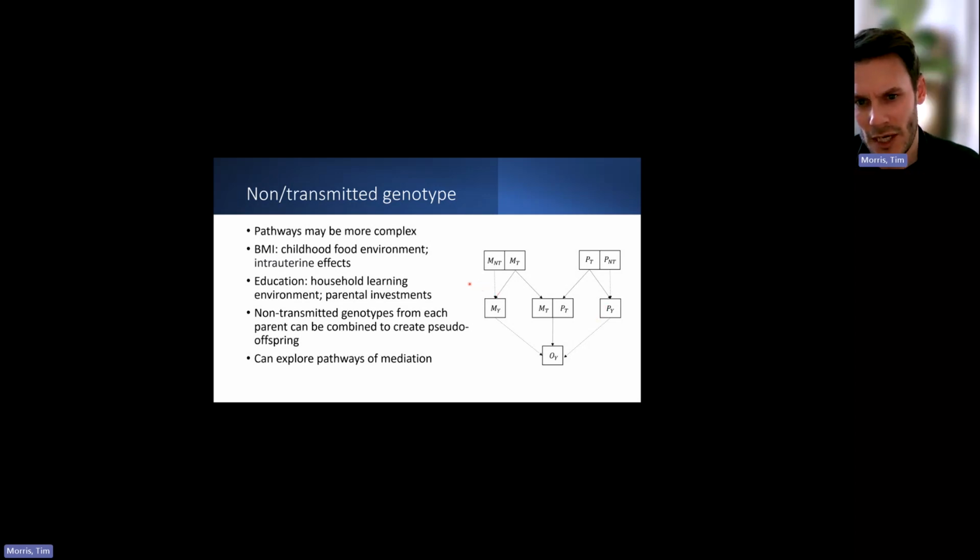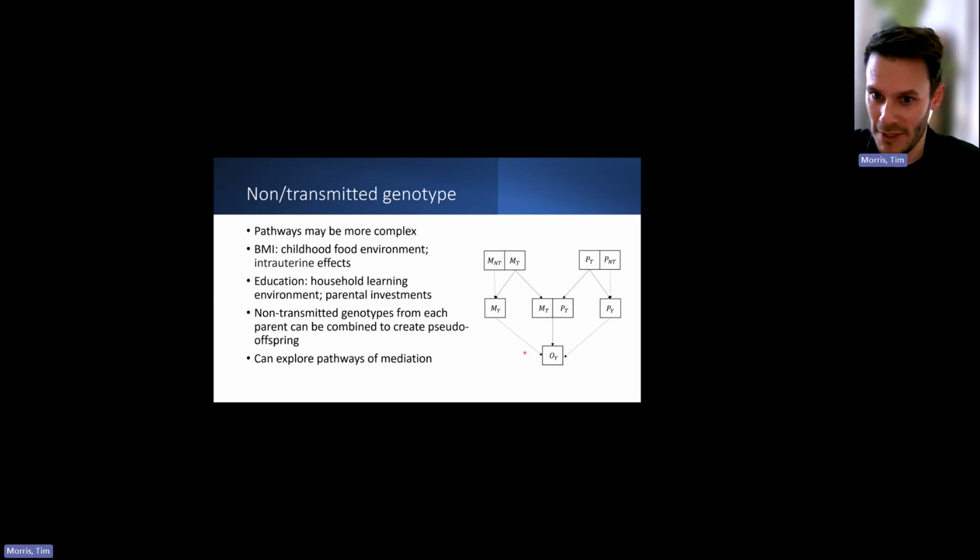And there can also be, as Gemma touched upon, these non-transmitted effects, whereby the bits of the genome that I don't receive from my parents can have an impact on the environment that I grow up in, which can in turn impact upon my outcome, my phenotype. And we can look at mediation of these direct genetic effects through these pathways, and we can also look at, in theory, these non-transmitted genotypic effects through the environment. By definition, they're not transmitted.